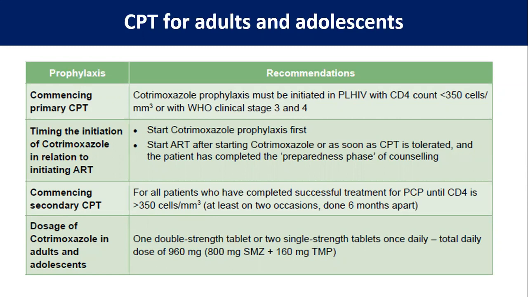Now, secondary prophylaxis of CPT is given after successful completion of treatment for PCP, Pneumocystis pneumonia, until the CD4 count is above 350 cells per cubic millimeter on two occasions done 6 months apart. Now, the dose of cotrimoxazole is 800 milligram of sulfamethoxazole and 160 milligram of trimethoprim, which comes as the DS, double strength, dose of cotrimoxazole.